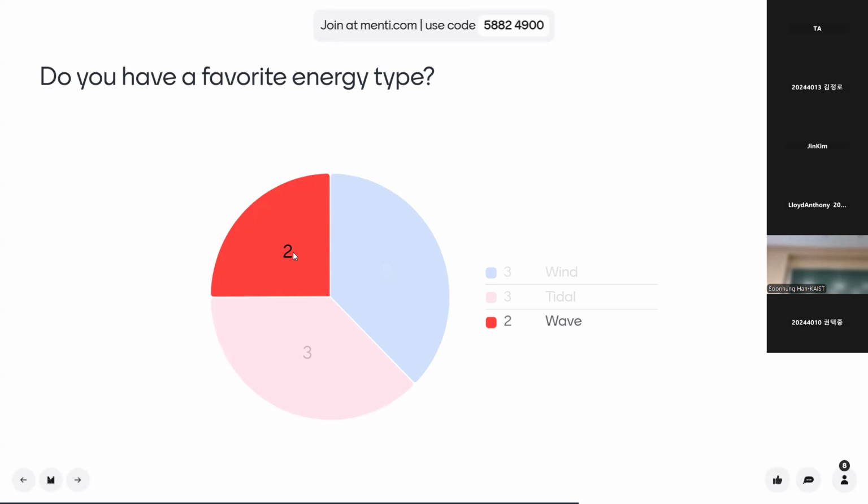Does anyone want to defend their claim as to why they believe their energy type is the best? No?